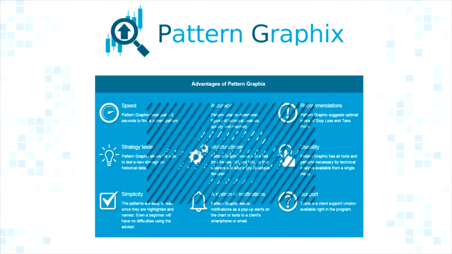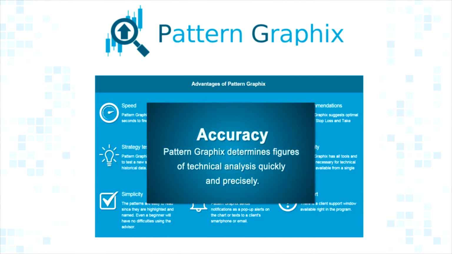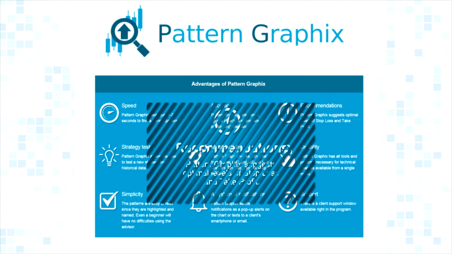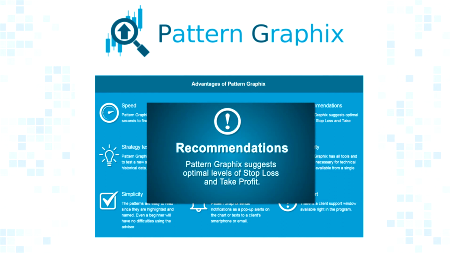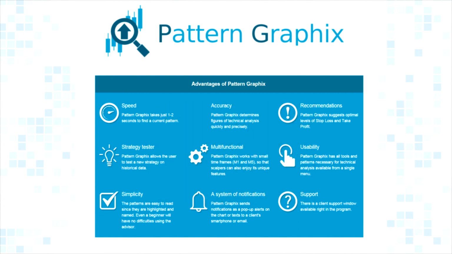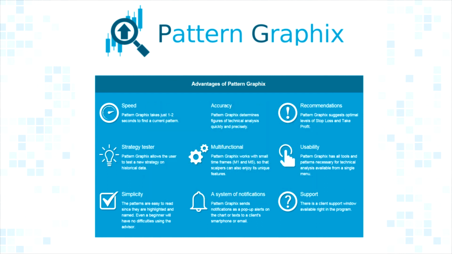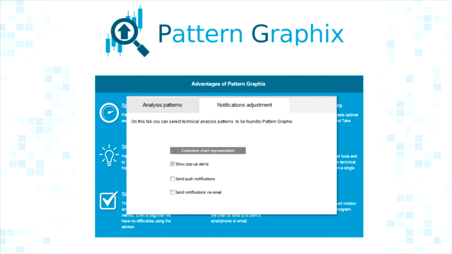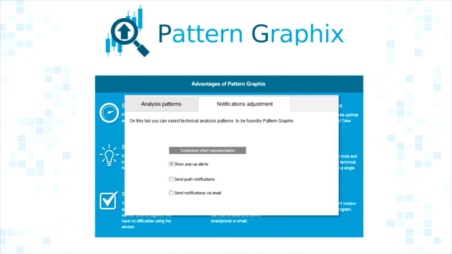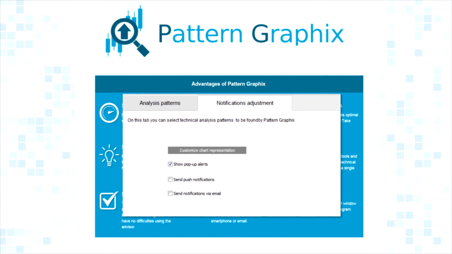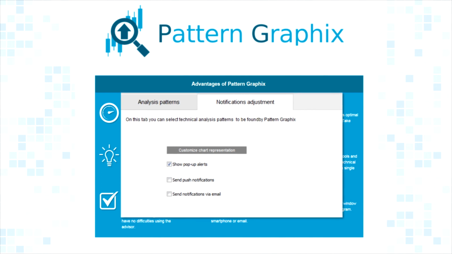Pattern Graphix will send you a notification when any of the aforementioned patterns are being formed. It will also recommend support and resistance levels for a deal opening. In case several complying patterns appear on the same time frame, the forecast will most likely be realized. You can get signals on emerging patterns even when you do not use the platform. This option is available in the corresponding section of the notifications menu. We will tell you more about how to set notifications in one of our next videos.